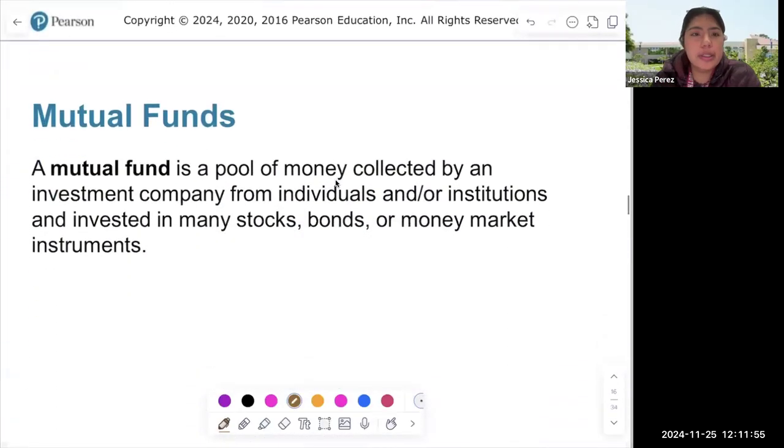There's also mutual funds. A mutual fund is a pool of money collected by an investment company from individuals or institutions and invested in many stocks, bonds, or market instruments. So a mutual fund is a pool of money collected by an investment company. So there exist mutual funds. Okay, so let's write that definition.